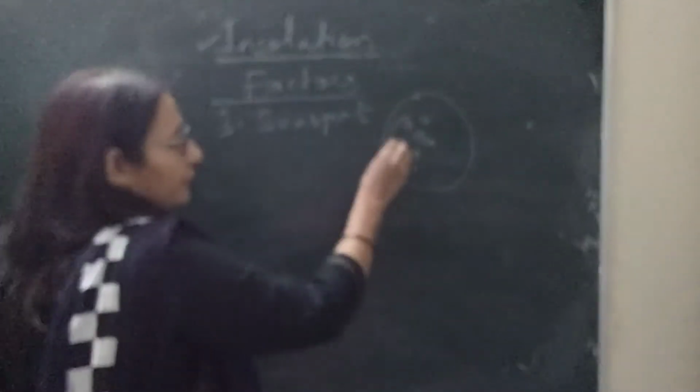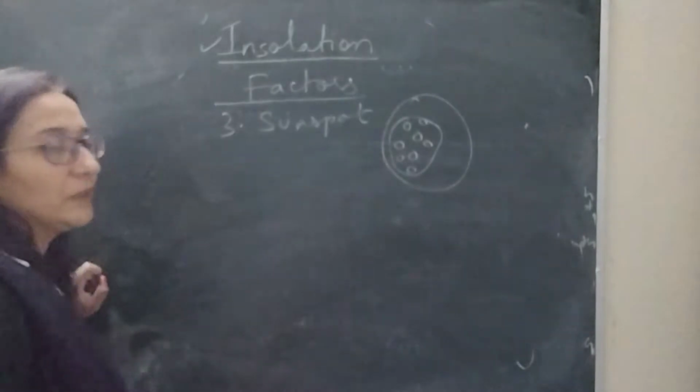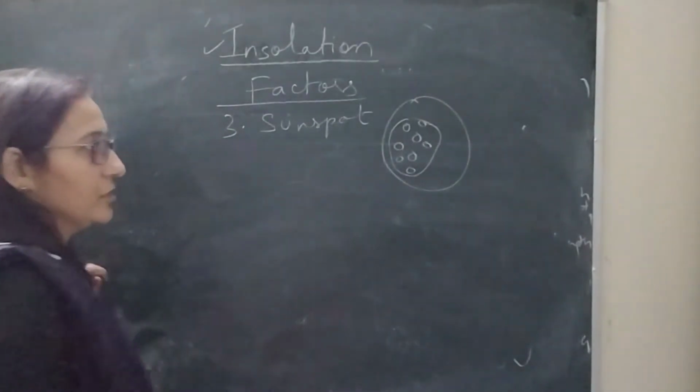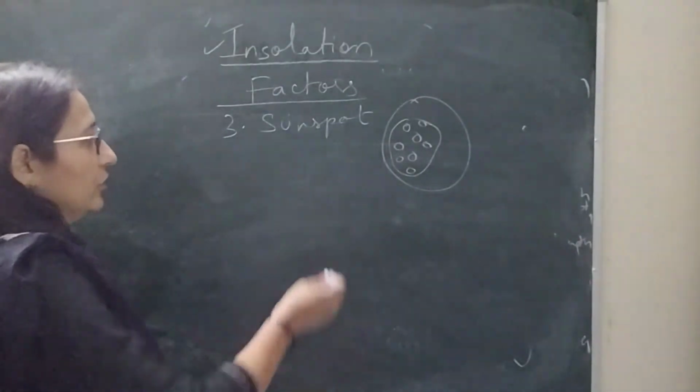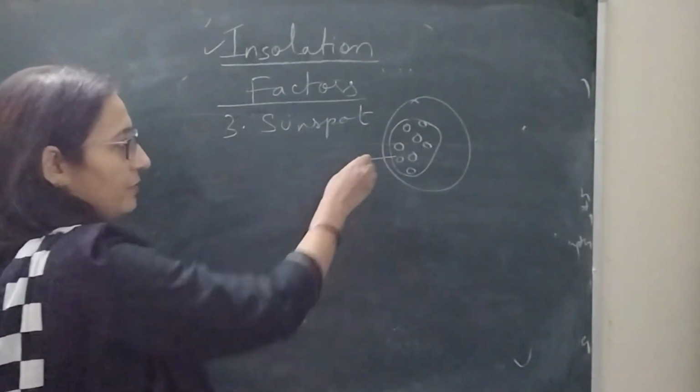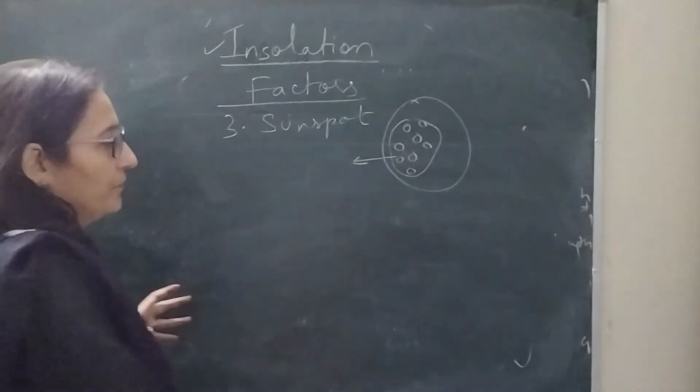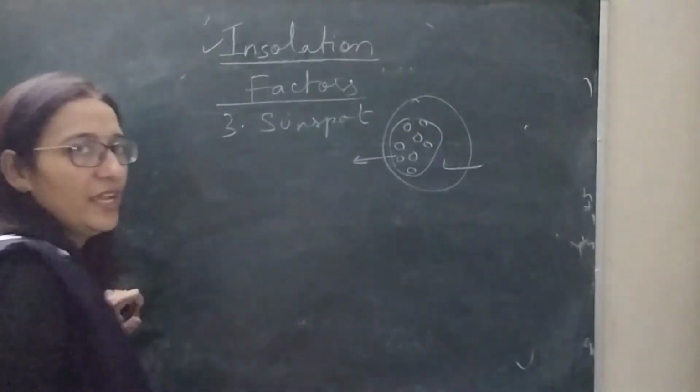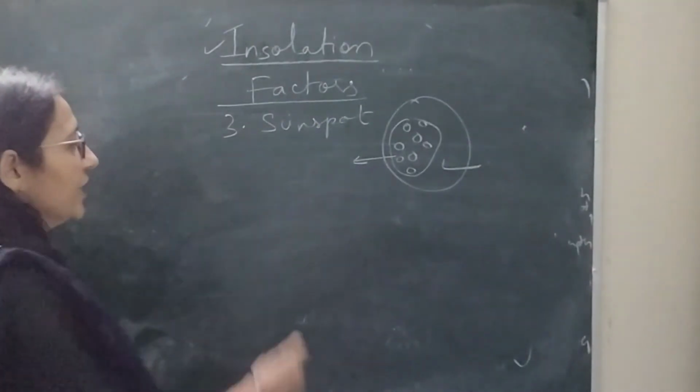Now the third factor we have to learn here is sunspot. What is sunspot? The darker and cooler part of the sun is called the sunspot. As we know, the sun is the source of heat and light. So this darker and cooler part will not be able to give that much energy as we are getting from the rest of the sun. So this is another factor.